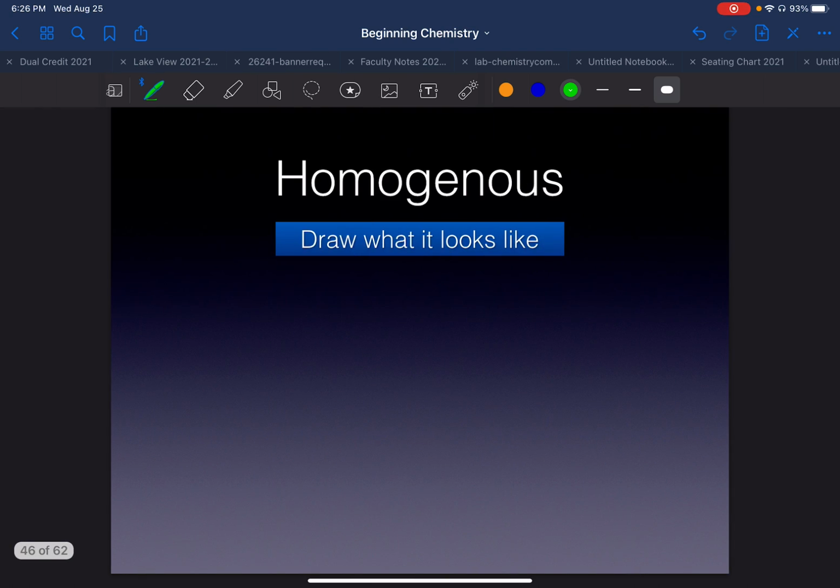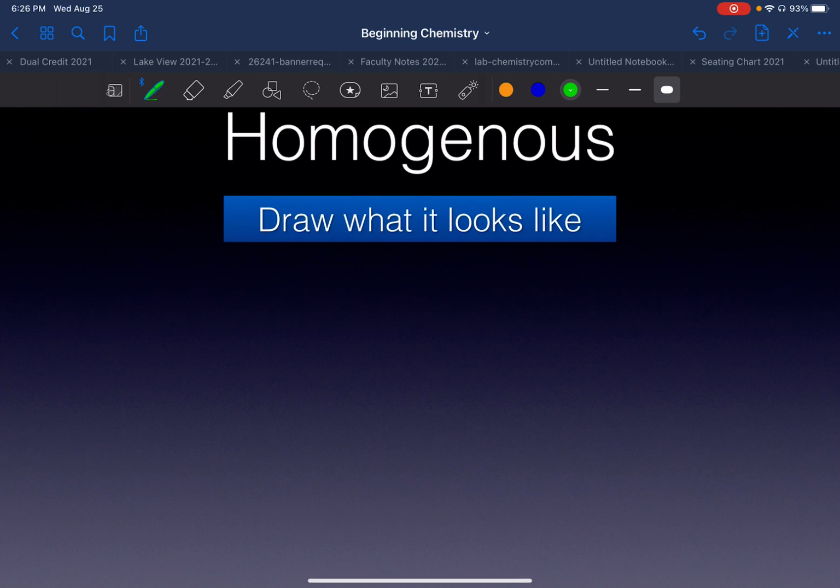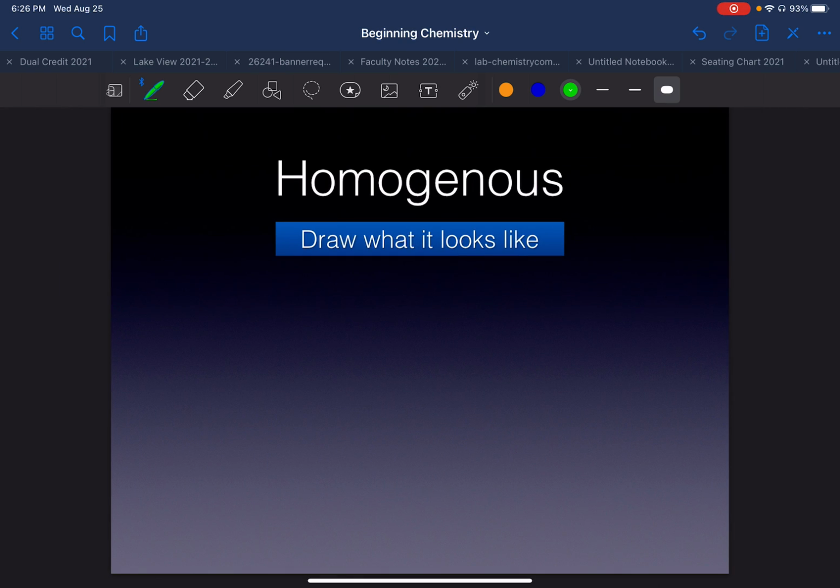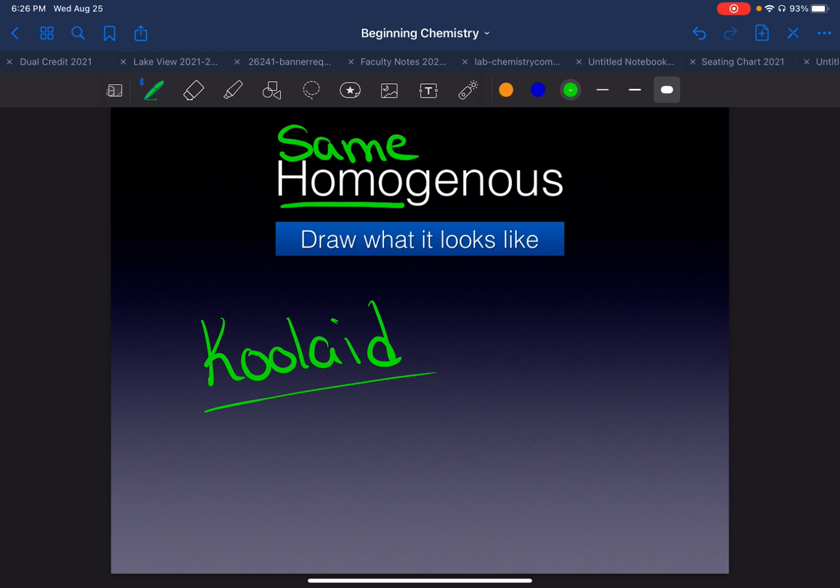And then we talk about what homogeneous means. Well, what does it mean to be homogeneous? Well, if we go down to the definition, we break this down. This means the same. So it means to look the same throughout. And a great example would be Kool-Aid, because when you mix it, it looks the same throughout.